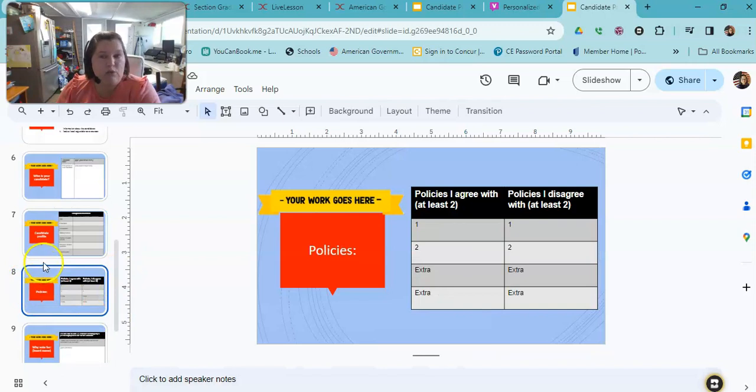Now you need to look and see what are their policies. Again, their campaign website is going to be the best place to find these things. You're going to look through there and see what are two policies that you like, and you're going to put the ones you agree with. And then you're going to find some policies that maybe you don't agree with them on, or you think it's complicated, and you could put the ones you disagree with.